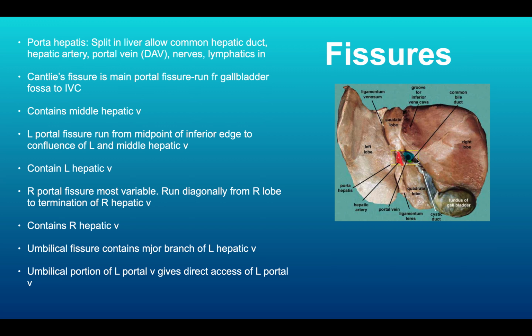So the umbilical fissure will contain the major branch of the left hepatic vein, and the umbilical portion of the left portal vein is going to give us direct access right into the left portal vein. So here's the portal vein right here. Here's the hepatic artery.